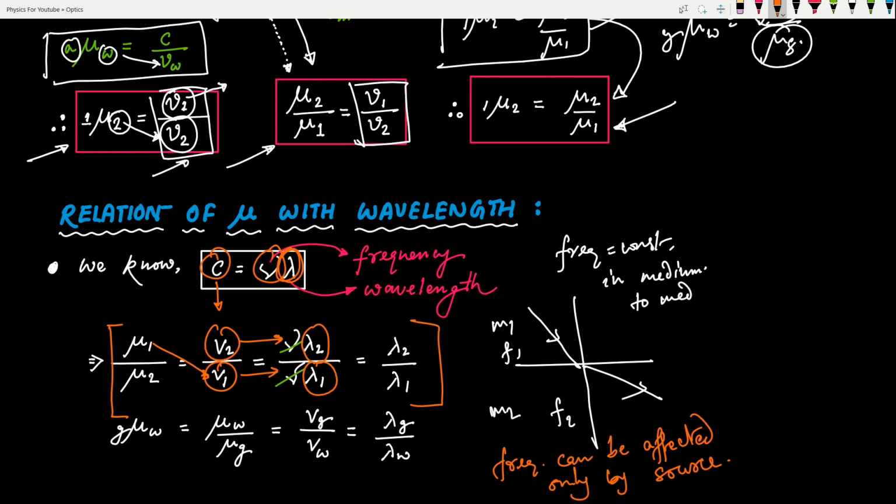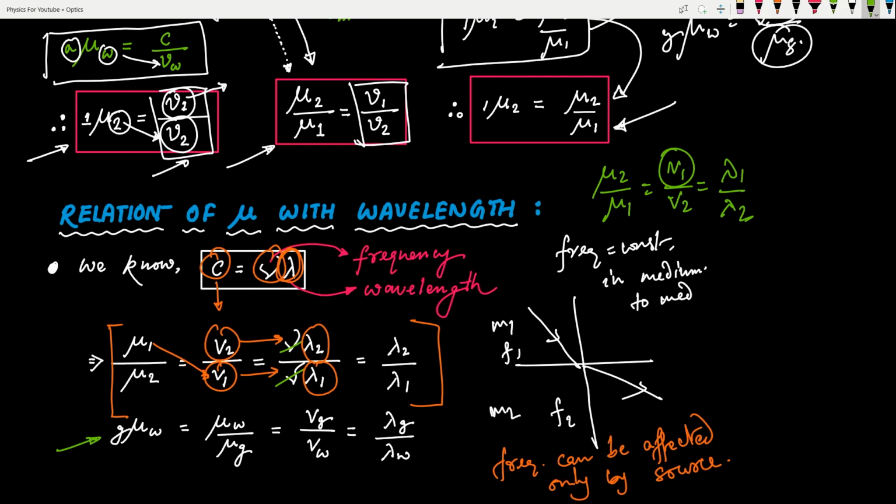So frequency and frequency got cancelled. So we can say that mu1 by mu2 is lambda 2 by lambda 1. It's directly proportional to velocity. Let me write it here. If you understand that mu2 by mu1 is equal to v1 by v2, we know that lambda is directly proportional to velocity, so this can also be written as lambda 1 by lambda 2, isn't it? So simple as that.